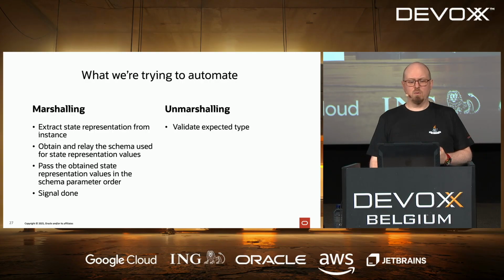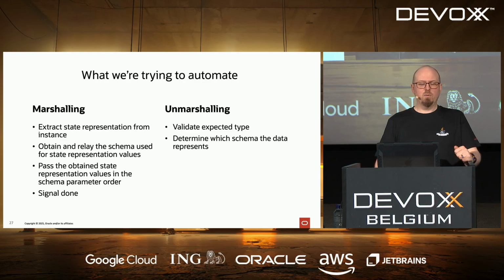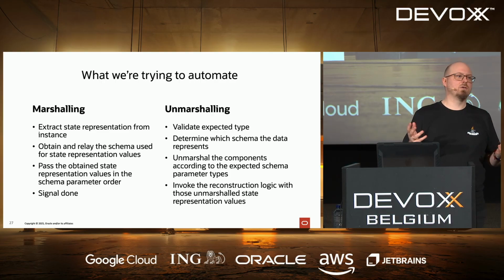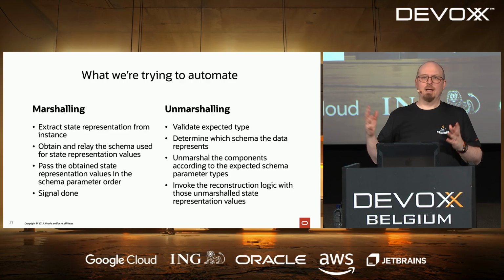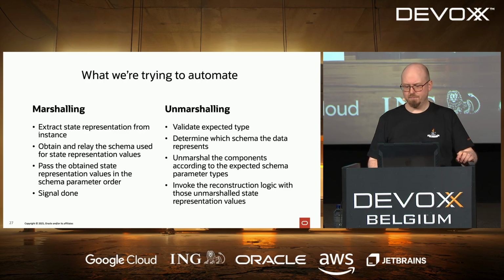And on the unmarshalling side, you wanted a point. We want to make sure that we have a point. And then we want to figure out, are there multiple representations of point? What kind of version of point do I have, and how do I unmarshal that? So figure out what the schema is and unmarshal it according to that schema, and then invoke the reconstruction logic, like the constructor, etc., and pass in those pieces of information. So that's what we're trying to automate here.